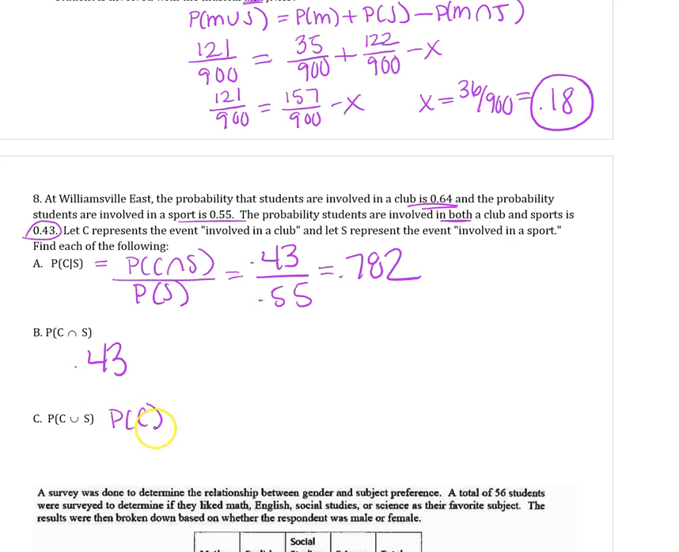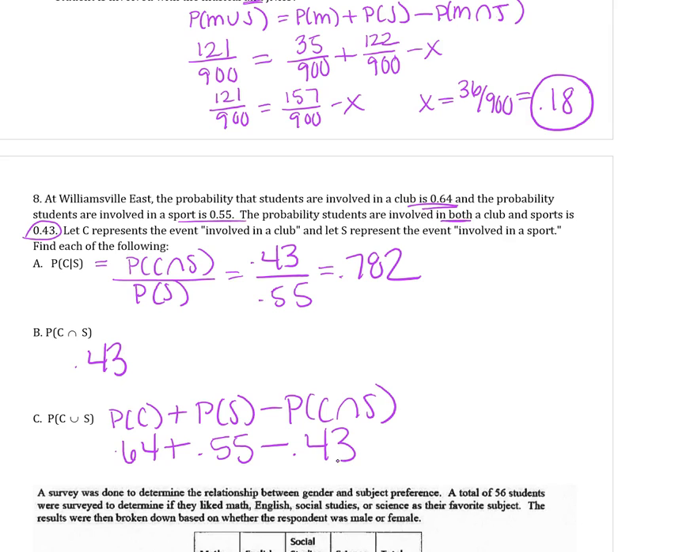That means club plus the probability of sports, take away any overlap, because you got to figure some of these kids are in both and you don't want to count them twice. So just being in a club is 0.64. Or not, I shouldn't say just, they're in a club, 0.64. They're in a sport, it's 0.55. They're in both is 0.43. So add them together, subtract, you get 0.76. And that's your probability.